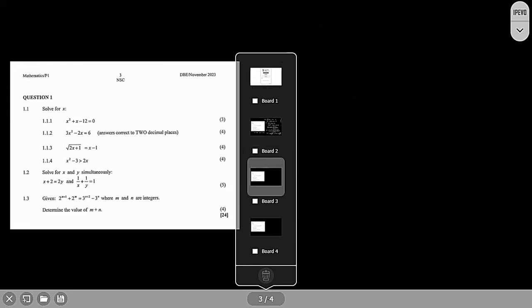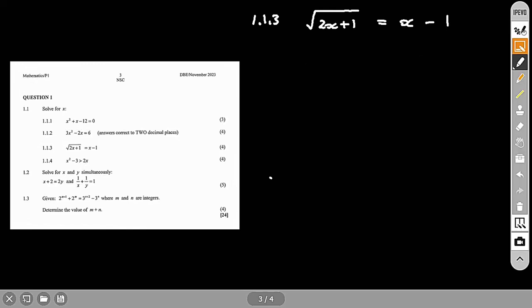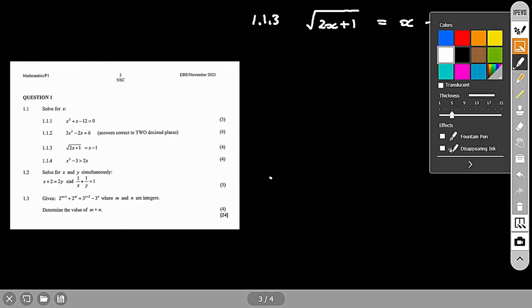Sorry about that. So now we are at 1.1.3. What's the statement we have? The square root of 2x plus 1 is equal to x minus 1. So when we are dealing with this one, the first part is to remove the square root. How do you remove the square root? Let me use a different color. This is yellow. How do you remove the square root?